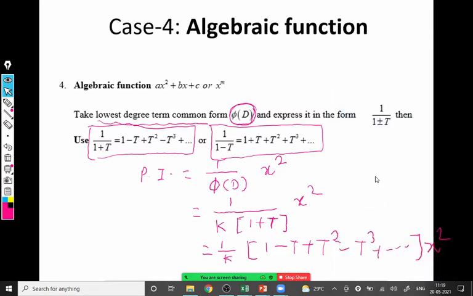Yes, sir. Okay. So let me come to this part with a numerical only. Right now, this expansion you should remember. We'll come to the example, it becomes much more clear with the example only.